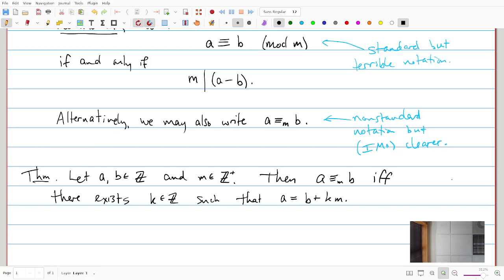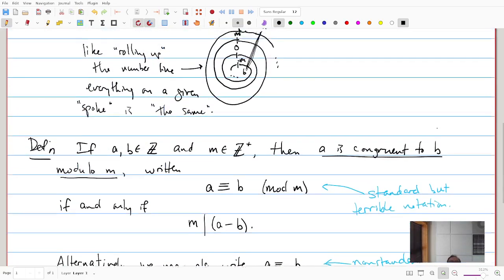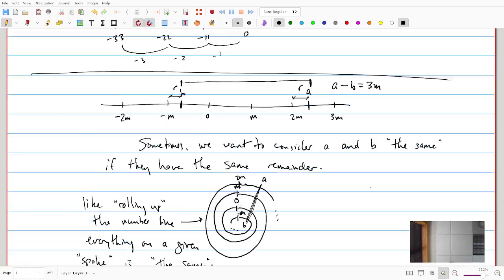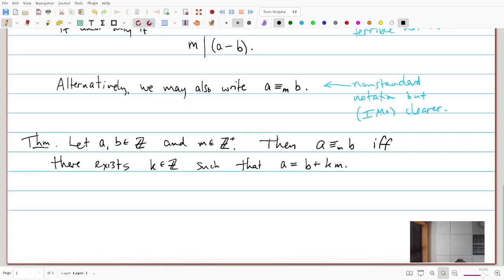And so maybe intuitively we can see why this is true because, going back up to this picture, in this scenario, A is B plus 3 times M. So we can get from B to A by adding some number of multiples. So again, it's not going to be difficult to prove this. We'll do it in just a second.